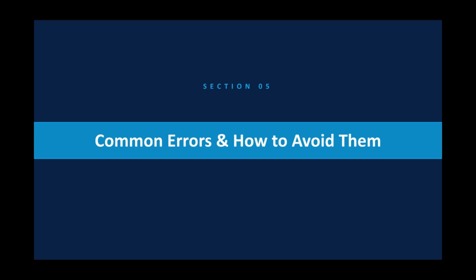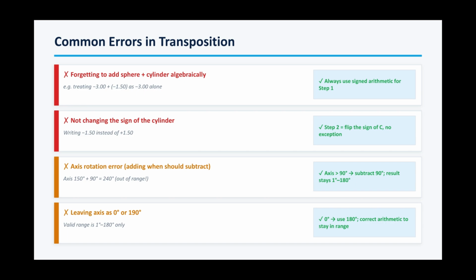So we have seen what, when, how and why to do simple transposition, correct? Before proceeding, we have to know what the common errors are that we can make and how to avoid them. So what are the common errors in transposition?